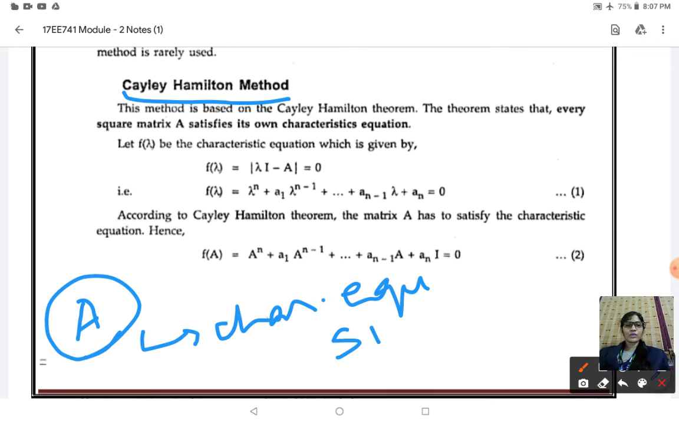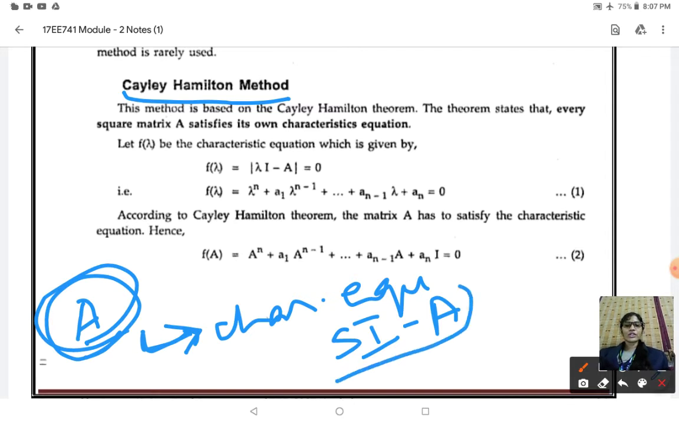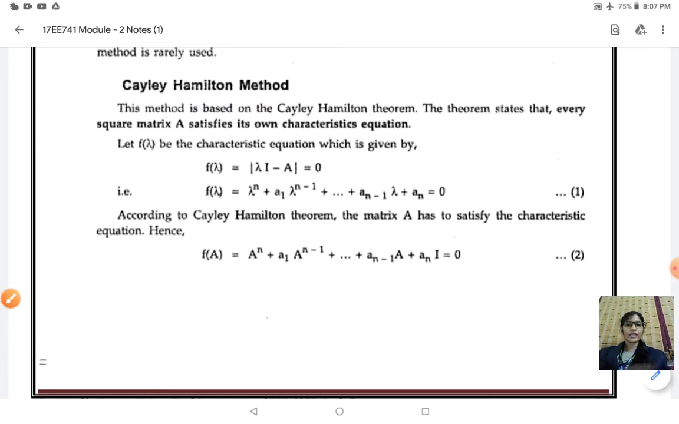The characteristic equation is sI minus A. The Cayley-Hamilton method is a theorem which specifies that every square matrix should satisfy its own characteristic equation. Now you need to consider the characteristic polynomial. So what is the characteristic polynomial equation?